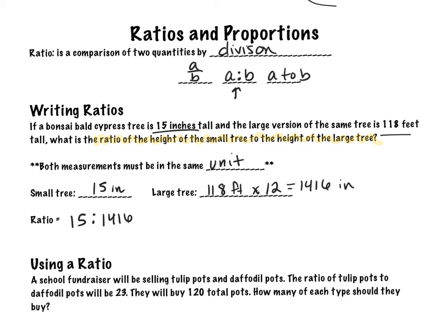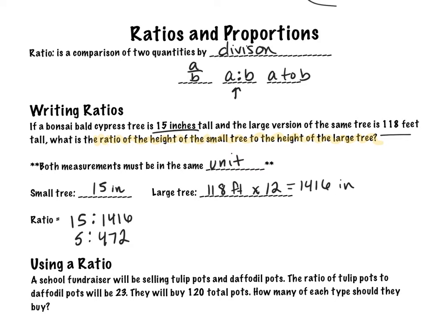Is 5 going to go into 1,416? No, because it doesn't end in a 5 or a 0. So I'm going to check the next highest factor of 15, which is 3. If I do 1,416 divided by 3, I get 472. So I can divide both of these by 3, and I get 5 to 472. That's going to be the final answer. That's how a multiple choice question will write it. They'll reduce it down to the lowest that they can.